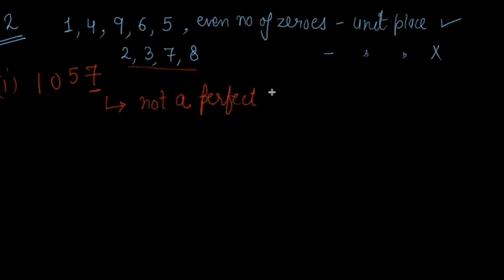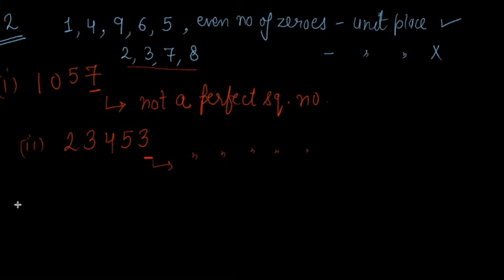Not a perfect square number. For these questions, we can write the same reasons, since the unit place digit here is 7. Hence, 1057 is not a perfect square number. Okay. The second part of the question is 23453. What is the unit place digit here? 3, right? So again, it is not a perfect square number because I told you the numbers having 2, 3, 7 and 8 at their unit place are not perfect square numbers. Okay? So again, since 3 is there, we will say it is not a perfect square number.